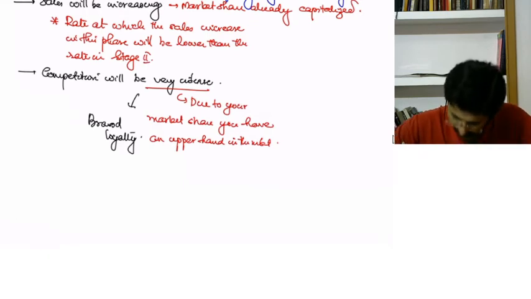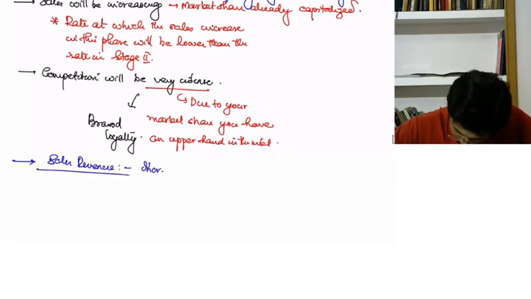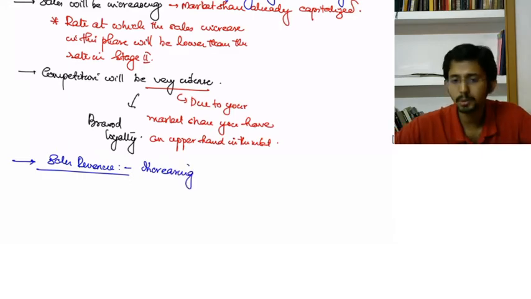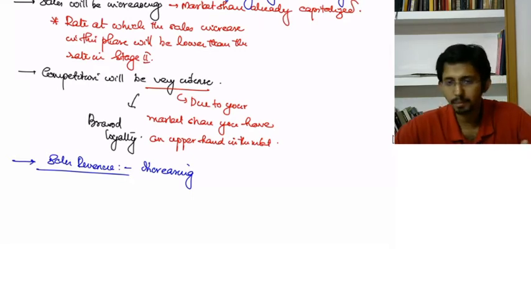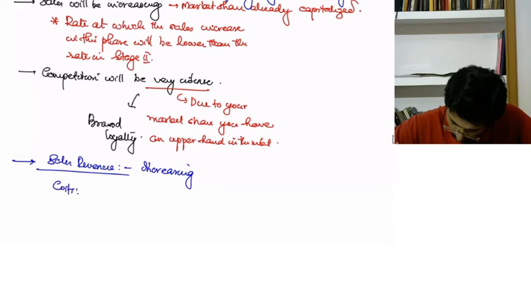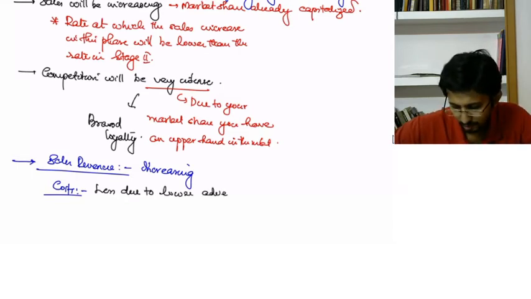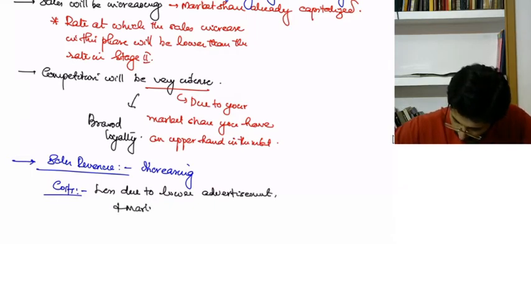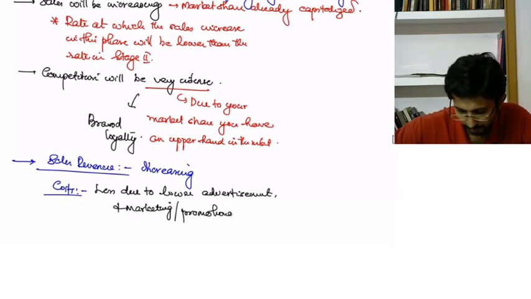Now with respect to sales revenue, the revenue will be increasing, but I told you the rate of increase will not be as high as in case of stage 2. But it will be increasing. Now what about cost? Cost will be less. Why? Due to lower advertisement and marketing or promotional activities.